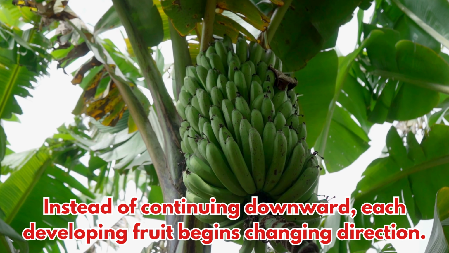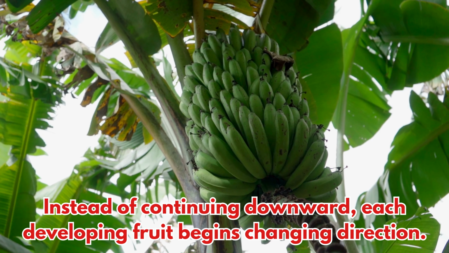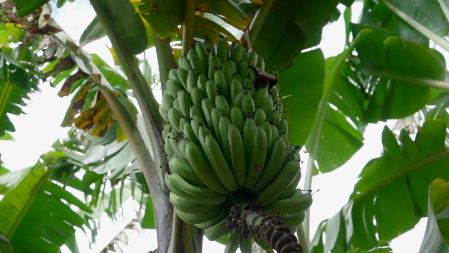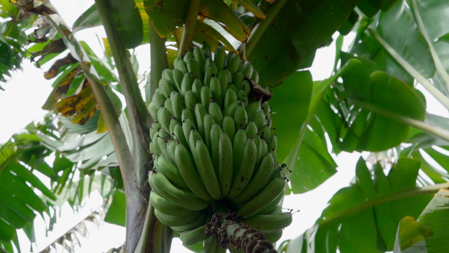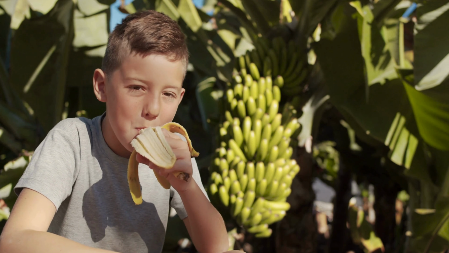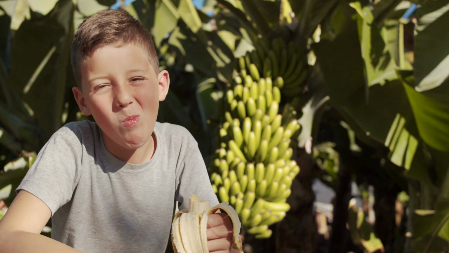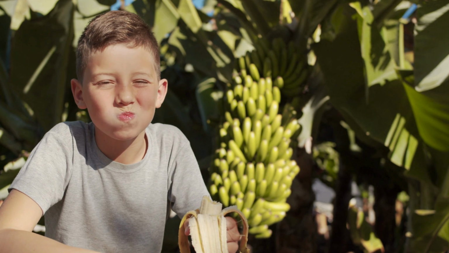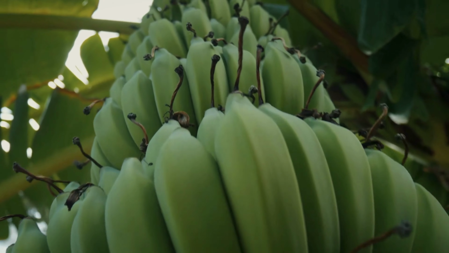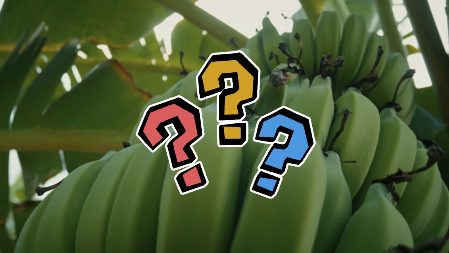Instead of continuing downward, each developing fruit begins changing direction. It's almost as if every banana suddenly remembers it left the oven on. One by one, they start bending upward, and that's exactly where the curve begins. So why does the fruit suddenly decide to grow upward?